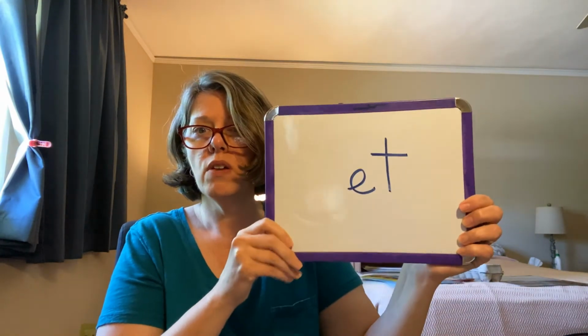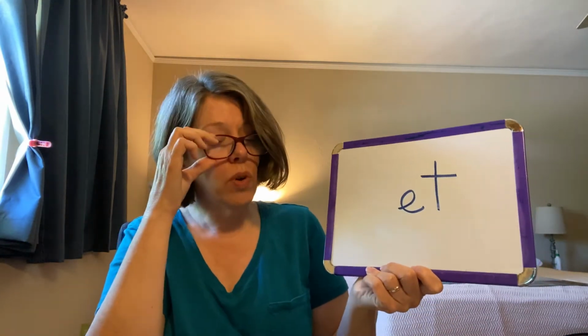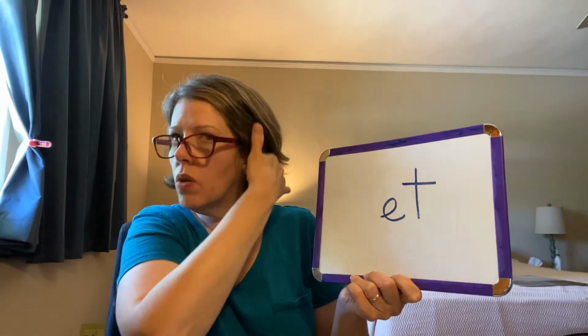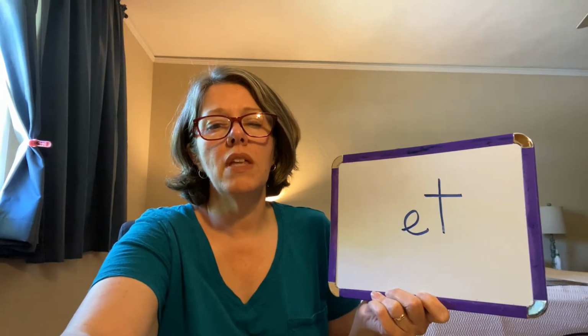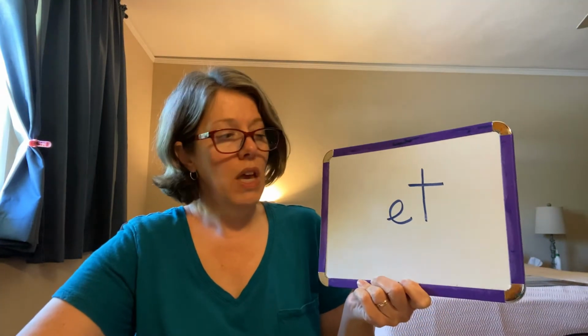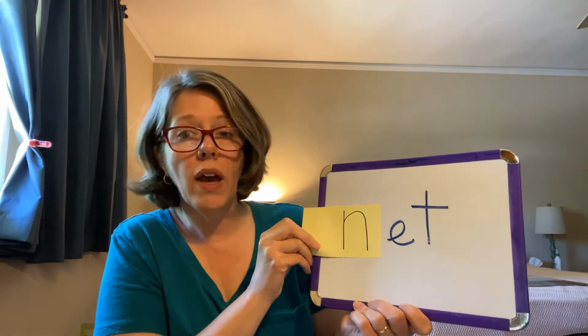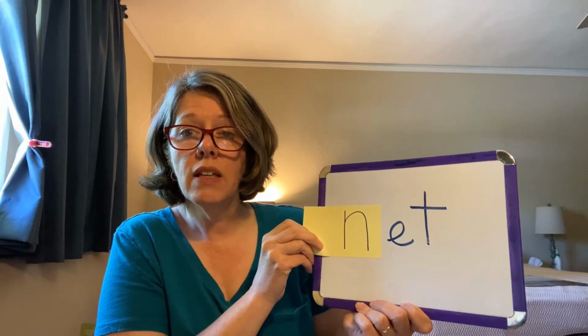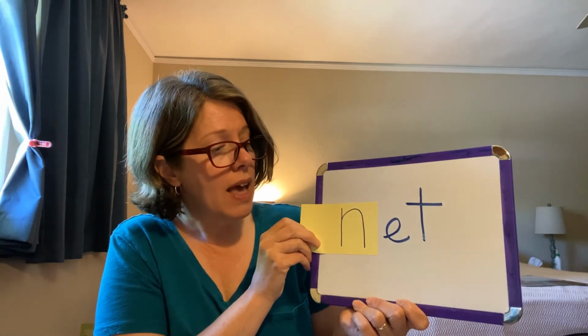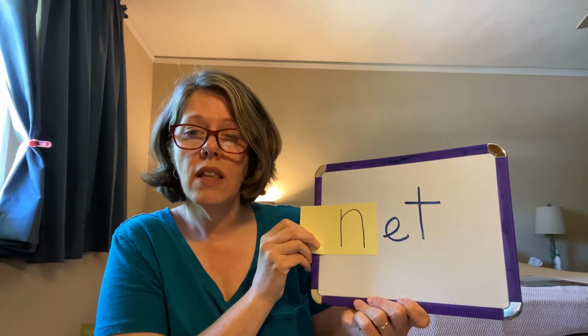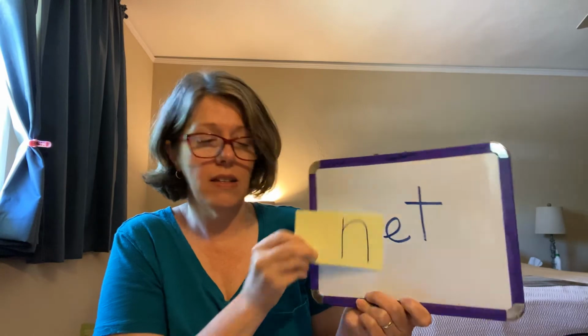All right. I think you guys might remember we used to have the word family et. So what I'm going to do is put some letters in front of et, and we're going to make the word together. Okay, so here's the N. N says N, et, net. Like I caught a butterfly in my net.